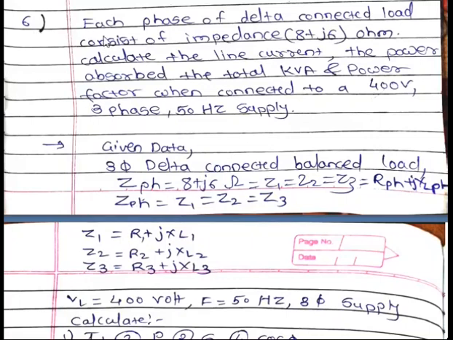Numerical number 6. Each phase of a delta connected load consists of impedance 8 plus J6 ohm. Calculate the line current, the power absorbed, the total kVA and power factor when connected to a 400 volt 3-phase 50 Hz supply. In the given example, each phase of the delta connected load, that is, this is a 3-phase delta connected load, and each phase consists of 8 plus J6 ohm impedance.